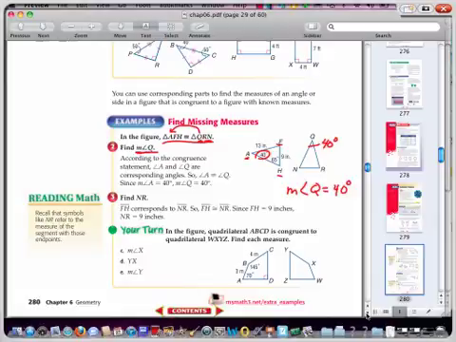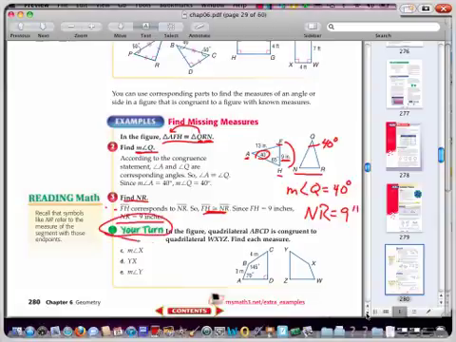All right, let's take a look at this next part. It says find NR. Well, okay, so NR, what corresponds with NR? Well, that's going to be from F to H. FH is going to correspond with NR. And since this is a congruent triangle, we know that those sides are going to be congruent. Since FH is 9 inches, we know automatically that NR is going to be 9 inches. So we know that segment NR is equal to 9 inches. All right, your turn. Try these problems right here.